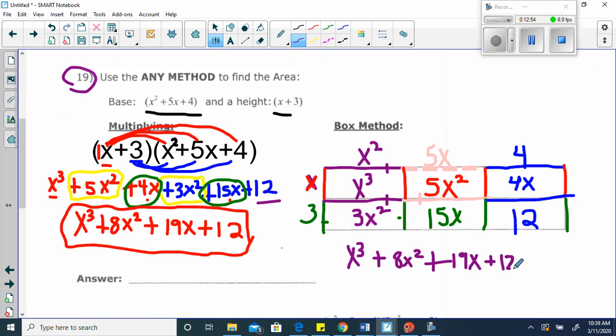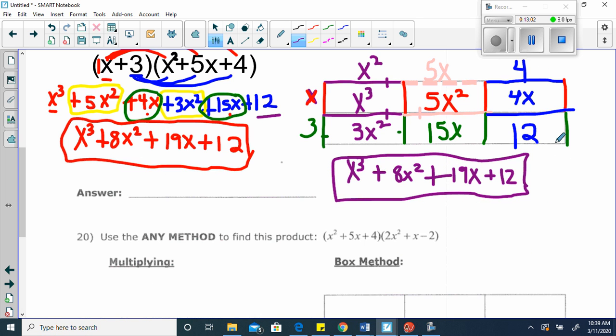Okay, and it's the same as that. I'm all good to go. That's how you multiply a binomial times a trinomial.